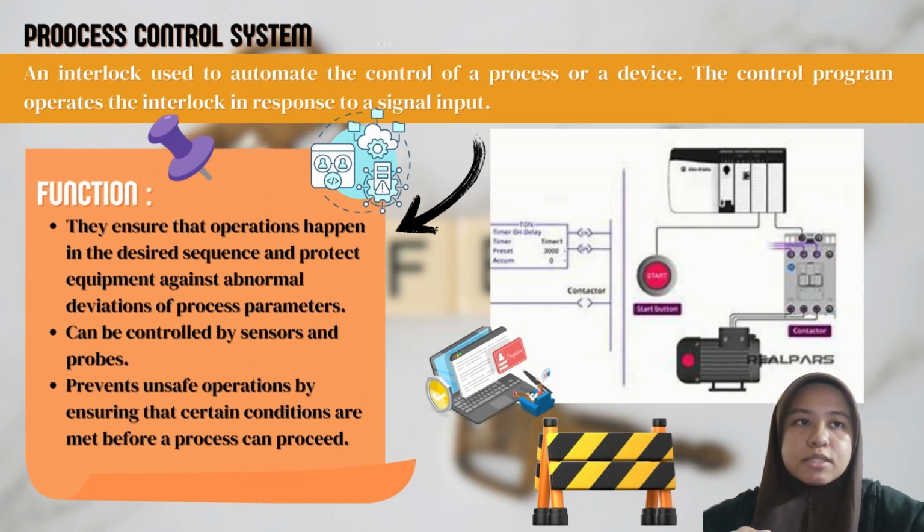Next is process control system. Process control system is an interlock used to automate the control of a process or a device. The control program operates the interlock in response to a signal input.